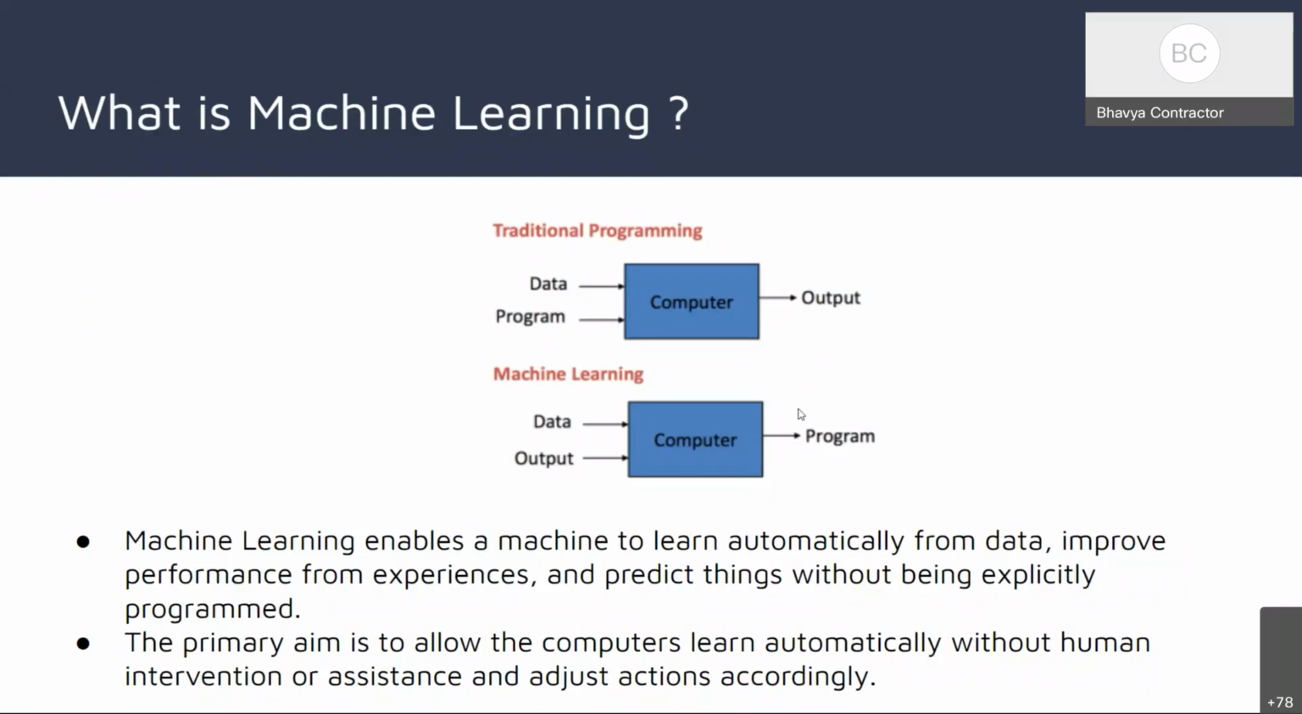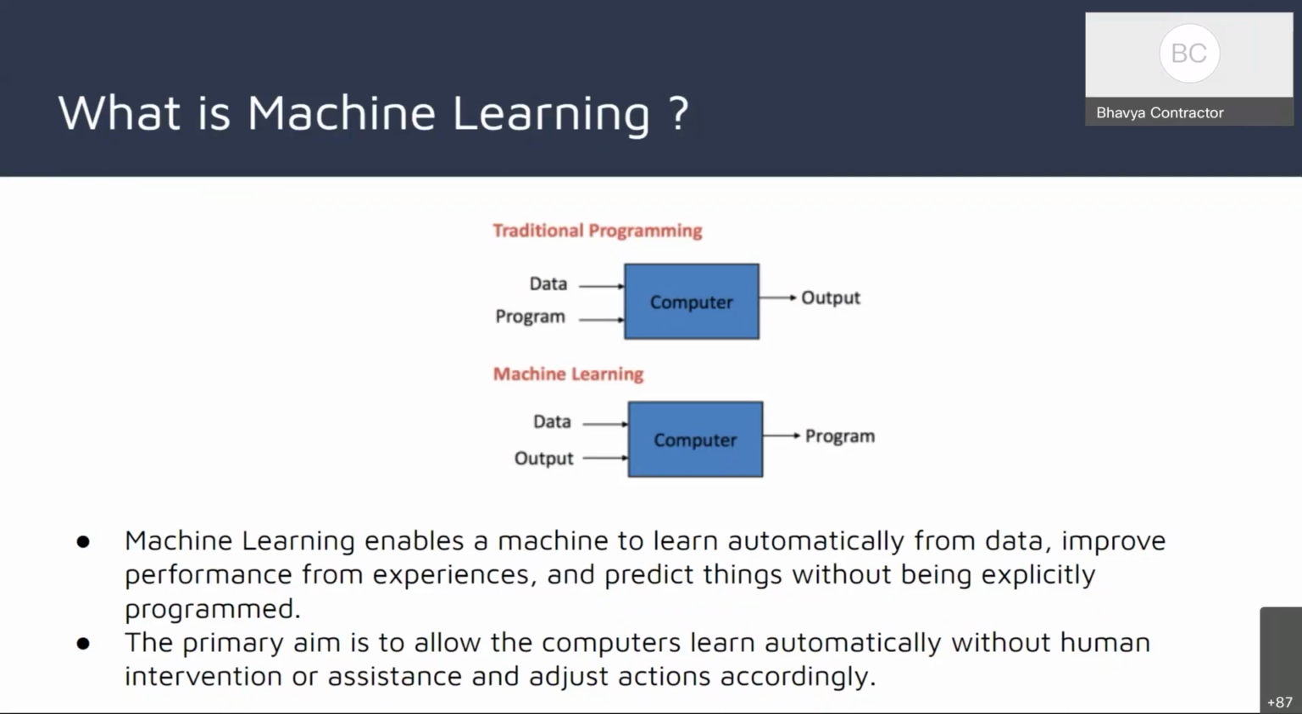Now, in machine learning, we feed the data and the corresponding output to the computer, and the computer in return creates a program or algorithm or formula to map the data to the output. It creates that program or algorithm, and after that, if we feed some new data into it, it gives the predictions. That's how machine learning is different from traditional programming.